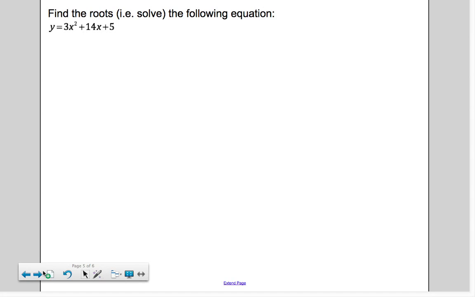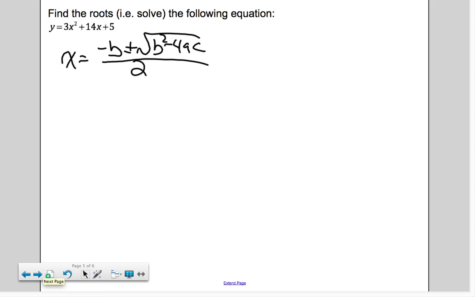We could try to complete the square, but the coefficient of x squared is 3, and it's not going to divide 14 nicely. So I'm going to use that new method: x equals minus b plus or minus the square root of b squared minus 4ac, all over 2a.